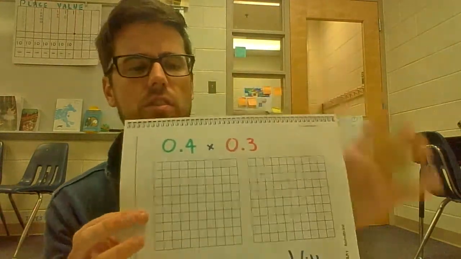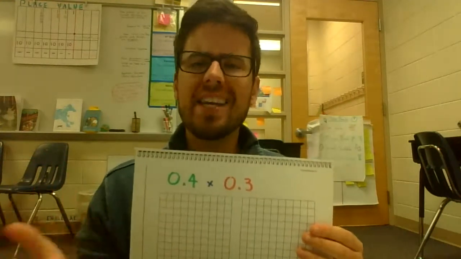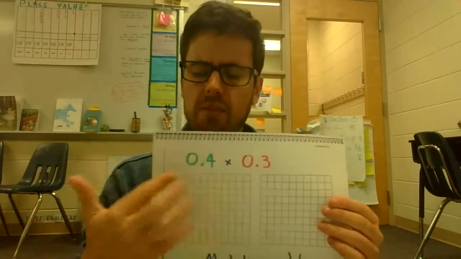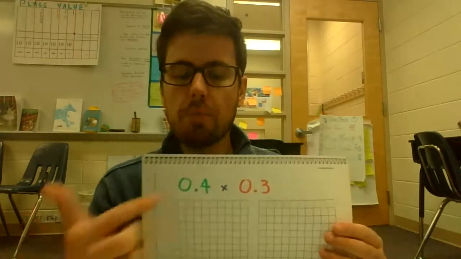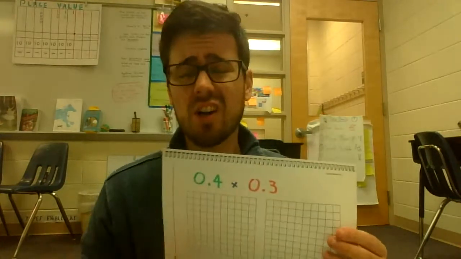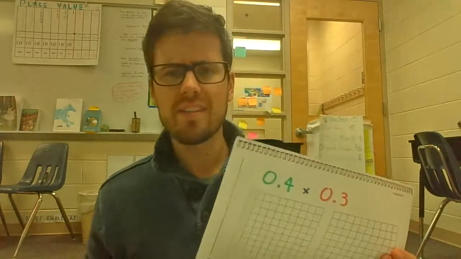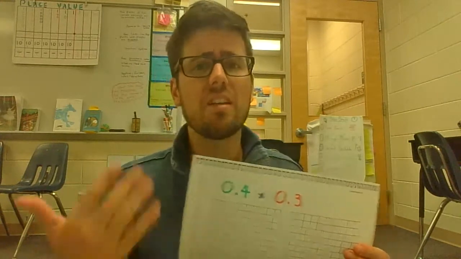So we're going to jump in and see if we can model what this looks like. First things first, we should try to get a rough estimate. If we have 4/10 times 0.3, is that going to be more than a whole? Is it going to be less than a whole? Here we can round this number to 0, and here we can round this number to 0 because that's our closest whole, and 0 times 0 is 0. So what does that mean? Well, it means that our ultimate solution is going to be less than 1.